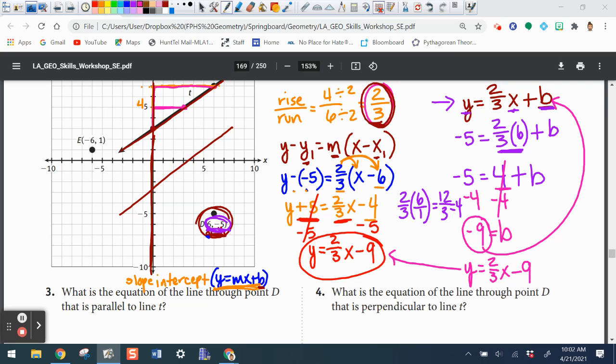So if you prefer this method, feel free to use it from here on out. Oftentimes I see students forgetting to actually go back and plug that value in for b. So that's why I tend to use point slope form. But whatever method you prefer is great for your understanding.